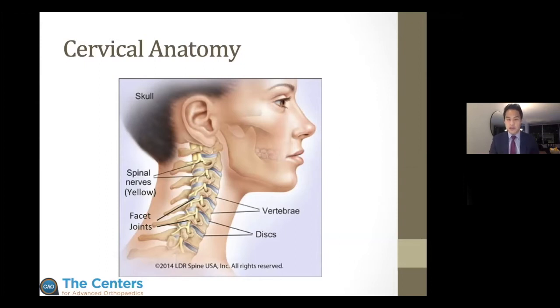So again, to recap, it's a 3-column system, with the front being the vertebrae and the discs, the back being the pointy bones, which serve as attachment sites for muscles and the joints, and the middle column are your nerves.